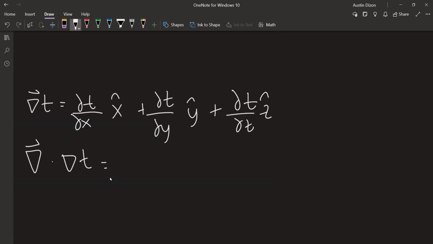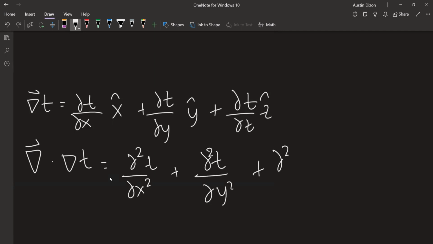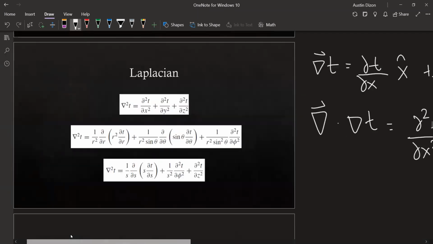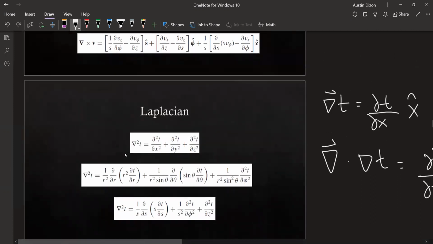Mapo-produce mo yung derivative squared ng x plus derivative squared ng y plus derivative squared ng z. Okay, di ba? So gradient, divergence of a gradient is just your Laplacian. Okay?